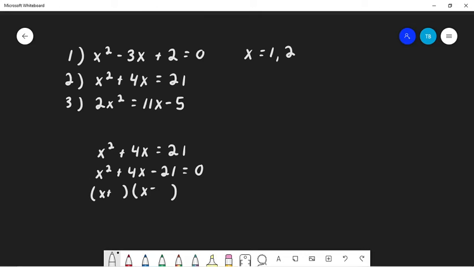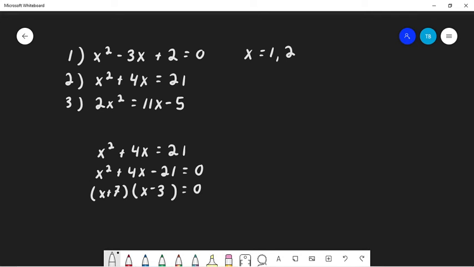I can only think of one pair that works here. I think it's going to be positive 7 and negative 3. So it's going to be x plus 7 and x minus 3. And that's because 7 times negative 3 is negative 21, and 7 plus negative 3, or minus 3, would be equal to positive 4. Alrighty, and then we just set that equal to 0.